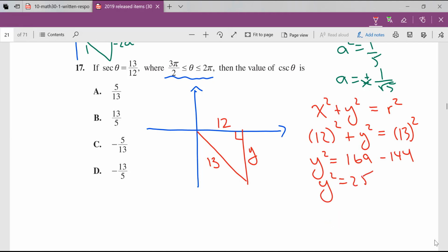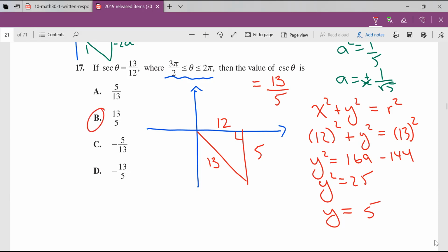And what I'll see go wrong on a lot of written questions is a lot of students will say, oh, the square root of 25 is 5. And they'll just go, yep, got this bad boy. And they go, yeah, that's 5. And it says, okay, I want cosecant. Well, cosecant is hypotenuse over opposite. And they go, yep, there it is.